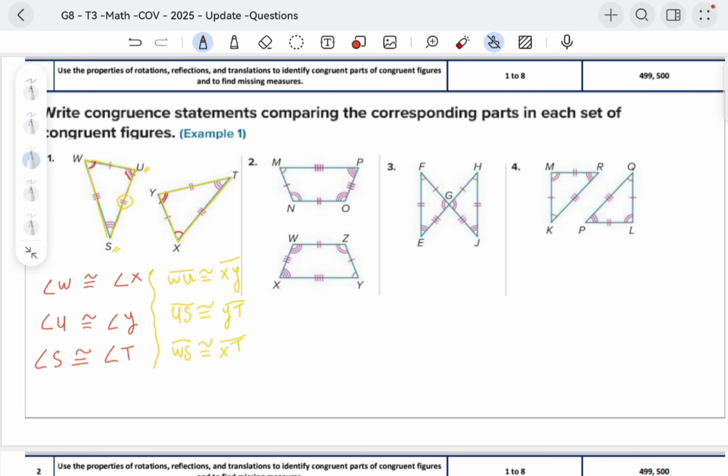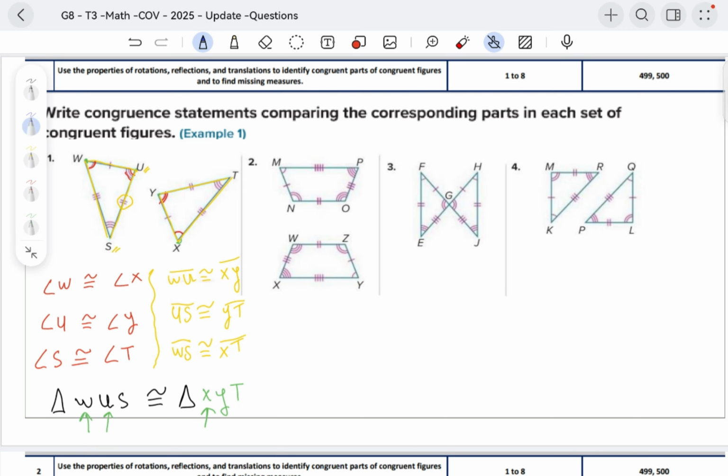And the last thing, we can say that triangle WUS is congruent to triangle... Now we have to follow the order. We start with W. We have to write first the corresponding angle for W. The corresponding angle for W is X. So we have to start with X. Then we wrote U. The corresponding angle for U is Y. We have to write here Y. And the last thing is S. And the corresponding for S is T. That's it.